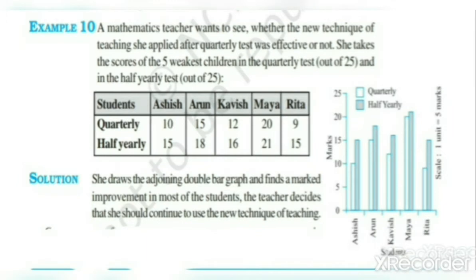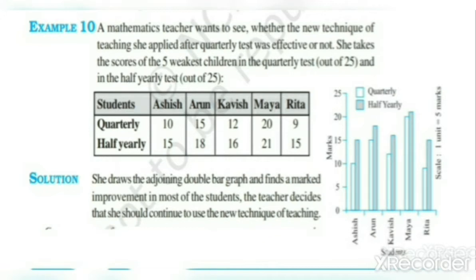Here we have another example. A mathematics teacher wants to see whether the new technique of teaching she applied after quarterly test was effective or not. She takes the scores of the 5 weakest children in the quarterly test out of 25 and in the half yearly test out of 25. Here names of the students are given and marks obtained by these students in quarterly test and half yearly tests are given. We have to represent this data in double bar graph.